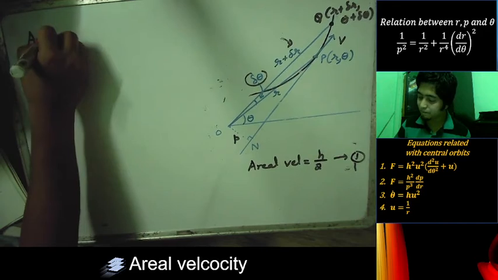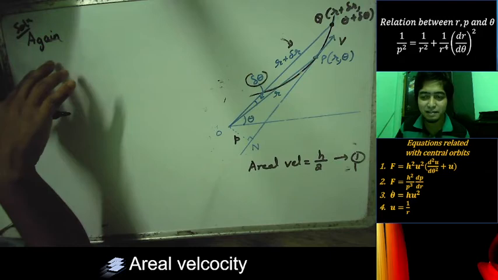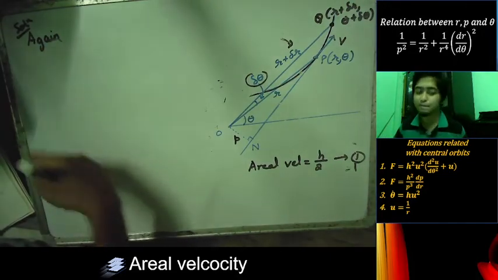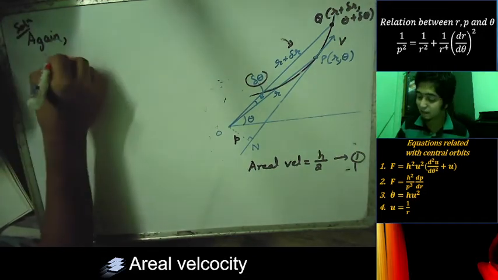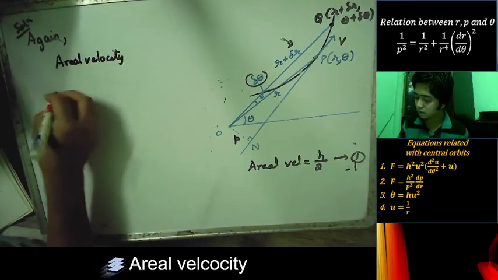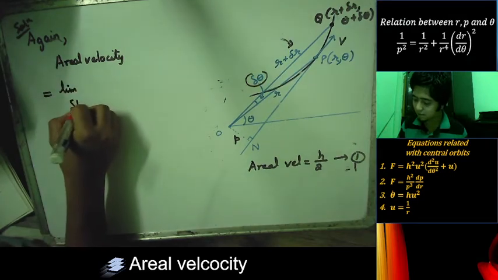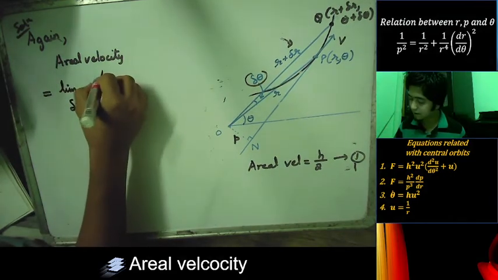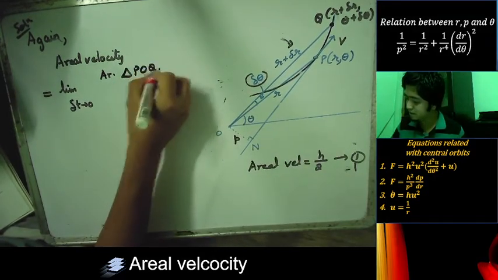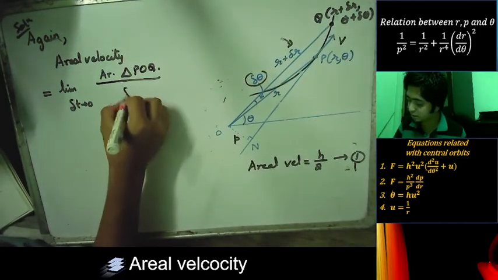Again, solution. Even though I'm writing it as a first line, it is a continuation of what we had done, so that's why I'm writing again: areal velocity is equal to the limit as del t tends to 0 of the area of triangle POQ, again for the very same reason that it behaves as a triangle if P and Q are very close to each other by del t.